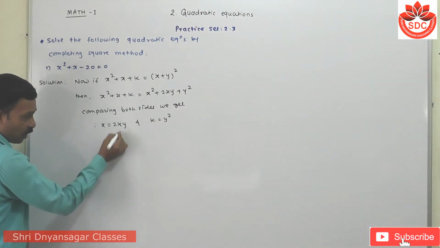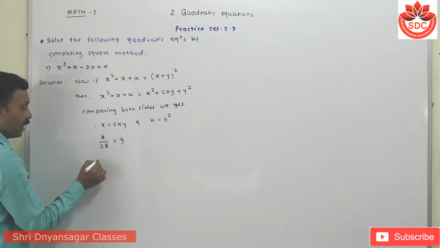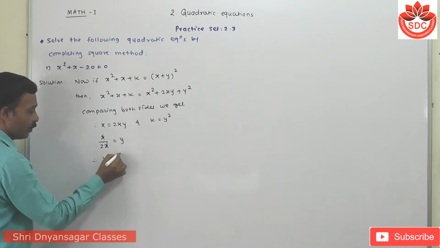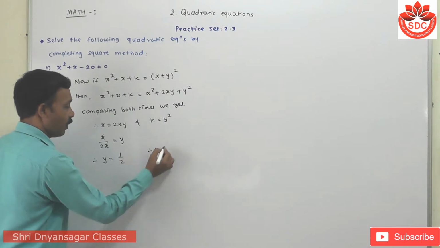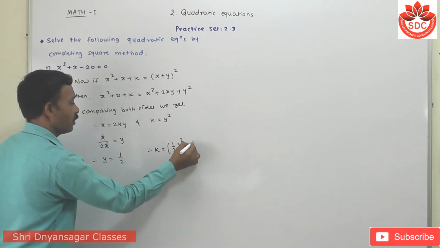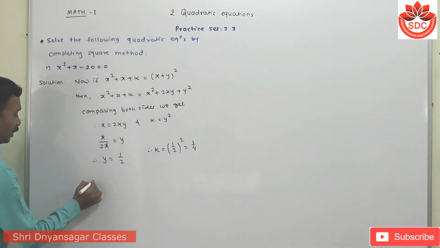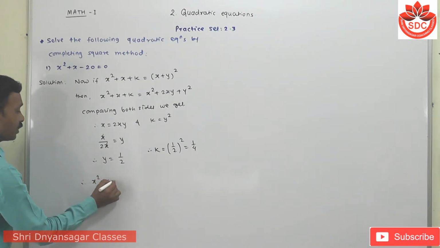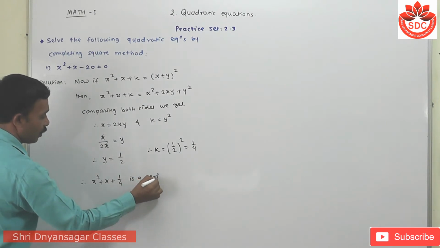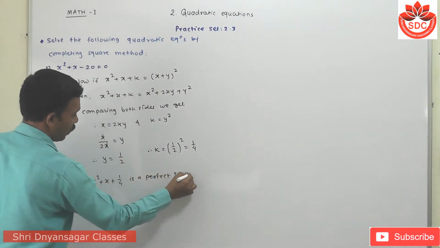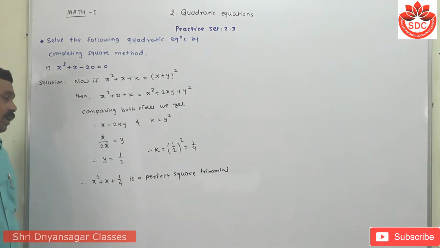Now transpose this 2x to here. We get 1/2x in the denominator is equal to y, x gets cancelled, that means 1/2 is equal to y, that is y = 1/2. And the value of k is equal to y², that means (1/2)² is equal to 1/4. Students, we write here: therefore this equation x² + x + k, with k = 1/4, is a perfect square trinomial, because here 3 terms are present, so it is a trinomial.